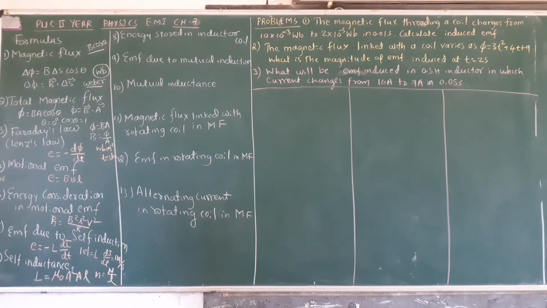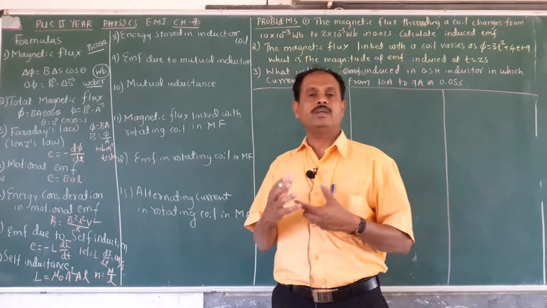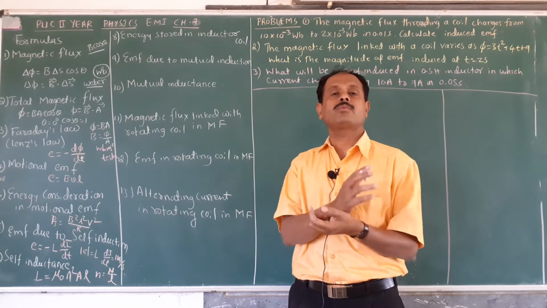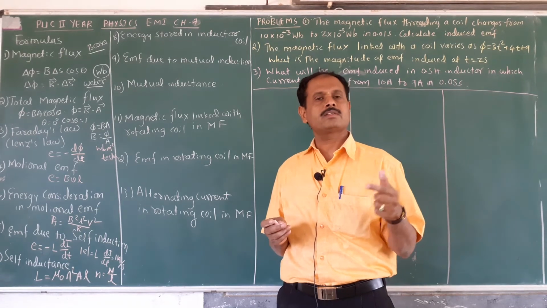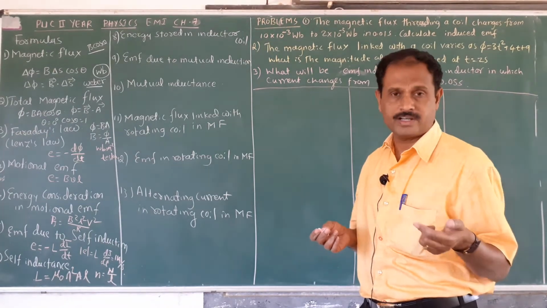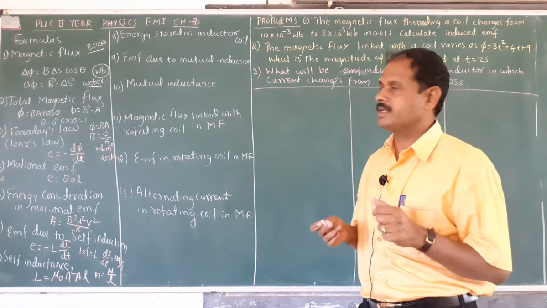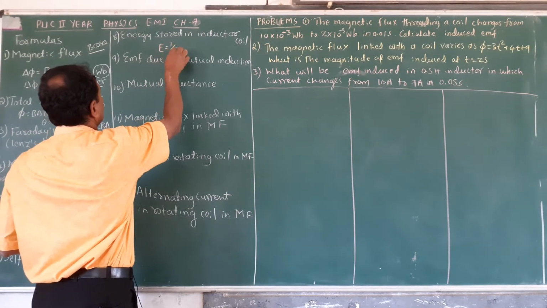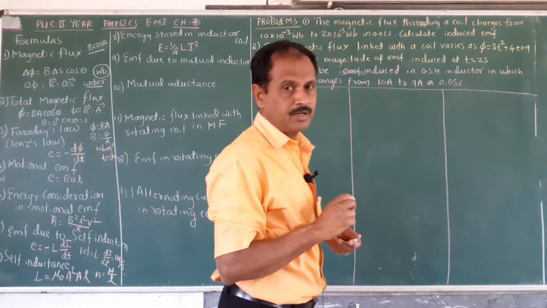Fine. Energy stored in the inductor coil. When a current flows through the inductor coil, at that time energy is stored in the form of magnetic energy. In the case of a capacitor, it stores electric potential energy. Like that, an inductor coil having self-inductance, when a current flows through it, stores energy. That energy E is equal to 1 by 2 L i square, where L is the self-inductance of the coil.